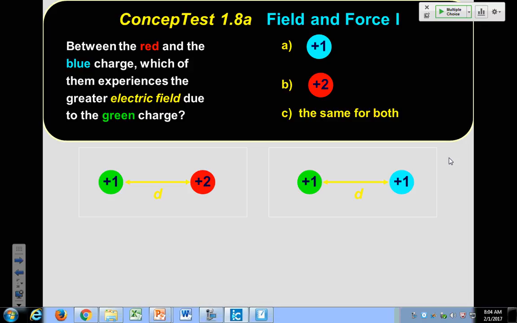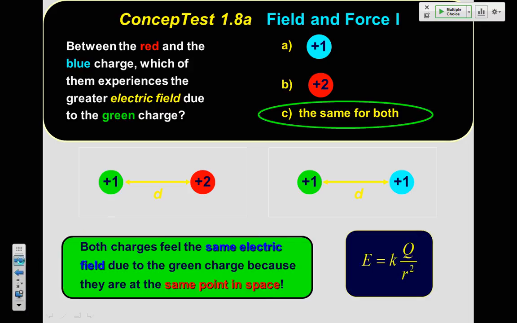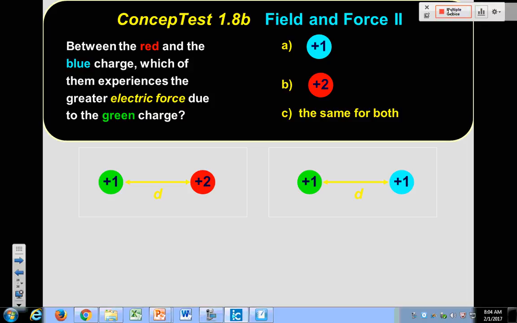Now, it's a little more complicated than that, but asking about the electric field due to the green charge, it is what it is at that point. And so it's going to be C. They both experience the same electric field. Which one feels the larger force due to the green charge?